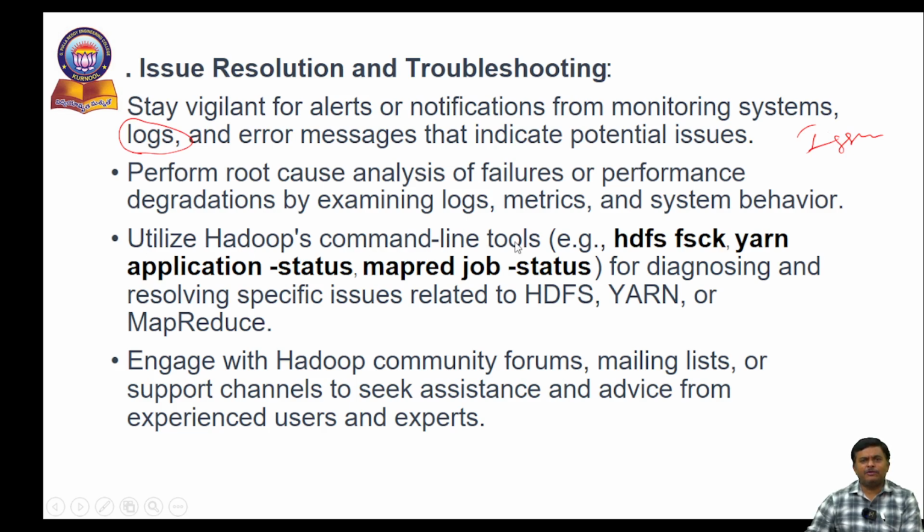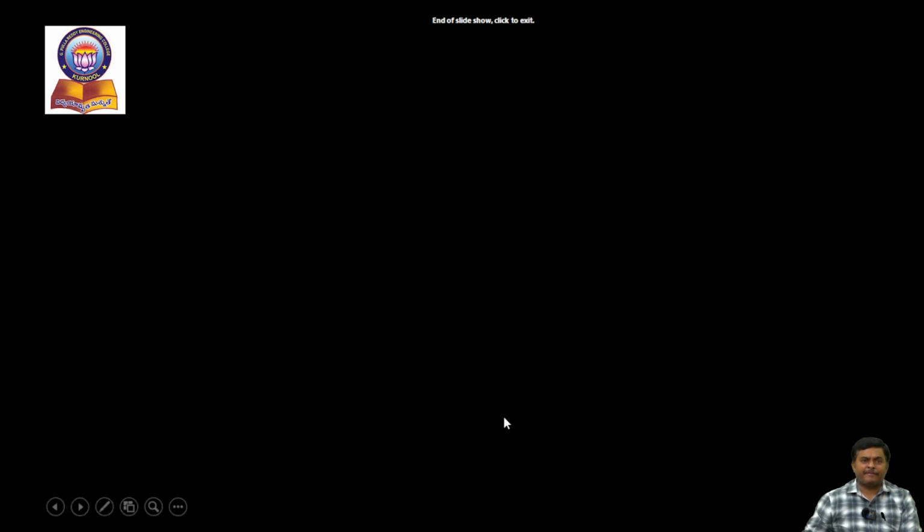Utilize Hadoop's command line tools such as hdfs fsck, yarn application -status, and mapred job -status for diagnosing and resolving specific issues related to HDFS, YARN, or MapReduce. So by using these available command line tools, you can analyze whether the system is running perfectly or not. Engage with Hadoop community forums, mailing lists, or support channels to seek assistance and advice from experienced users and experts. So this Hadoop community forum will help you to keep yourself updated with the latest trends and technologies that help you to keep your Hadoop cluster up and running.